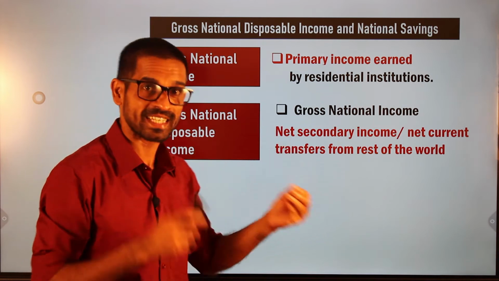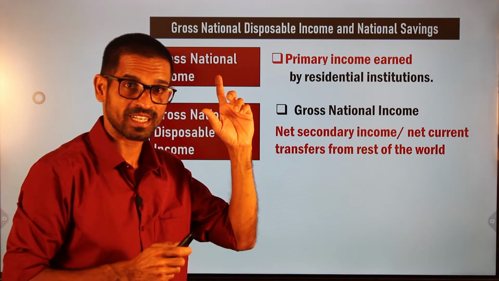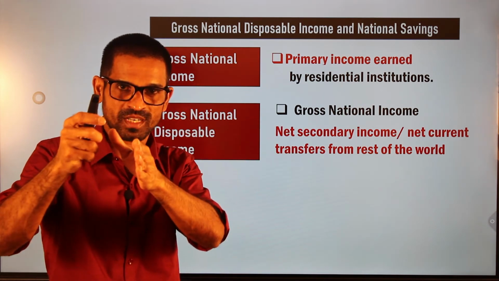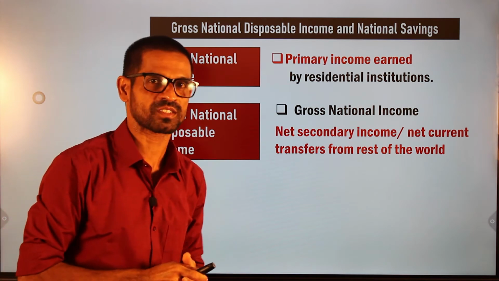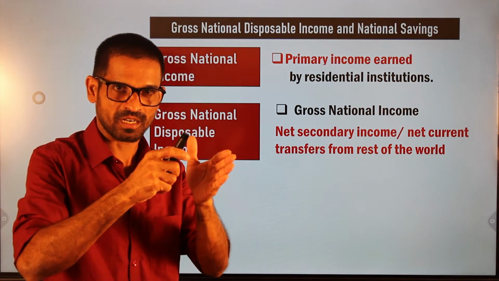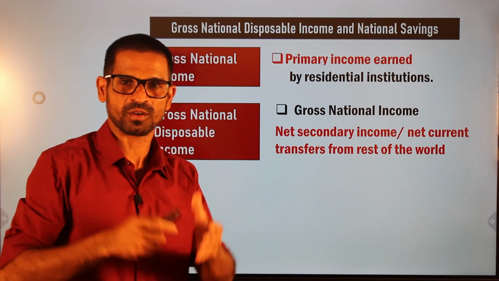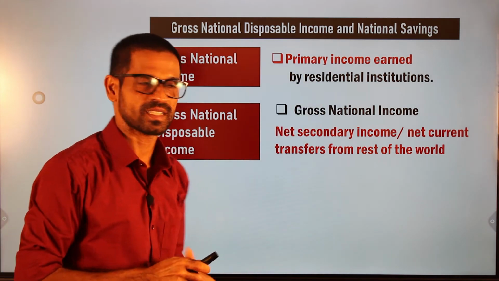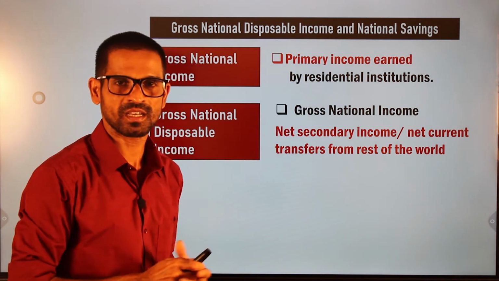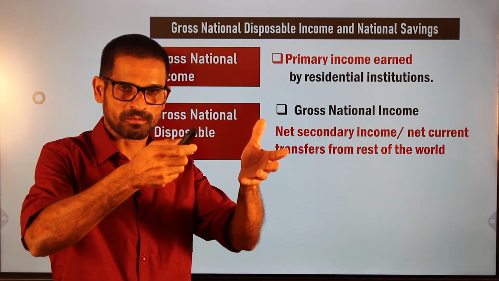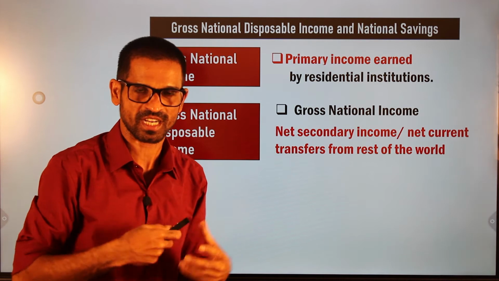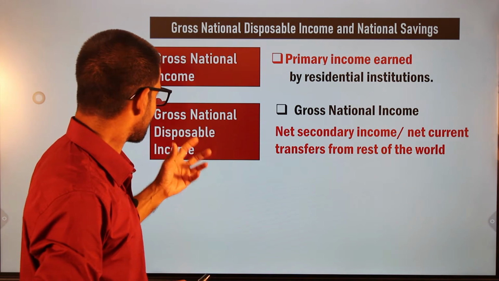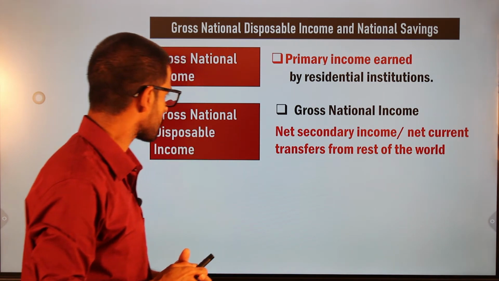So there also you have to get the net value, like we did earlier. Secondary income or current transfers from the rest of the world minus current transfers to the rest of the world. That is how you get the net value. In Sri Lanka, it's a plus figure because current transfers or secondary income coming to Sri Lanka are greater. So that is how you receive gross national disposable income.